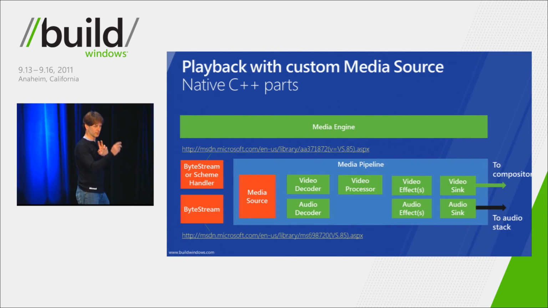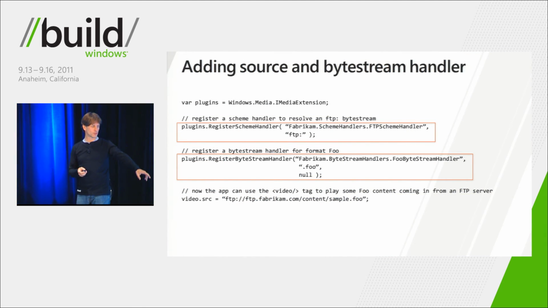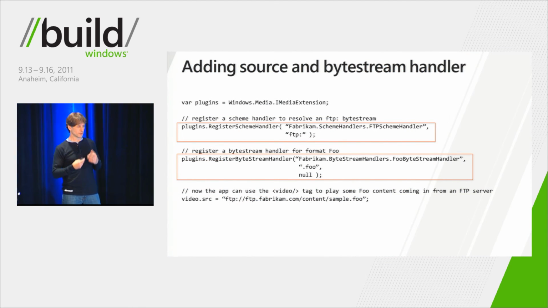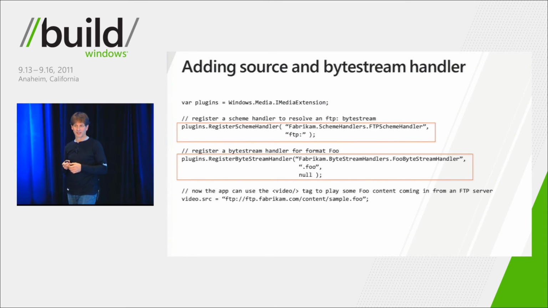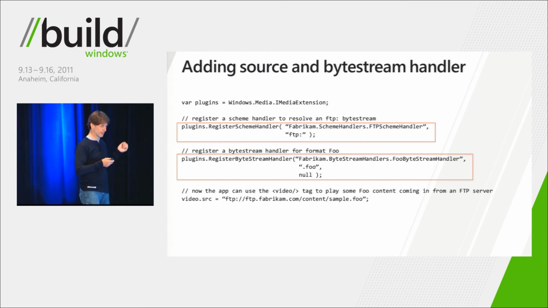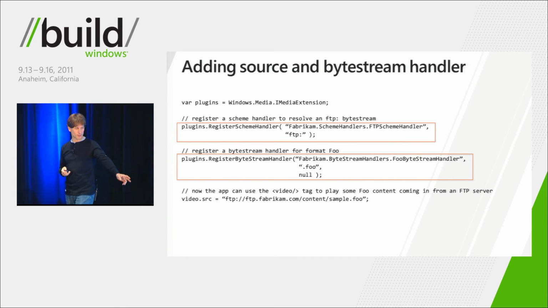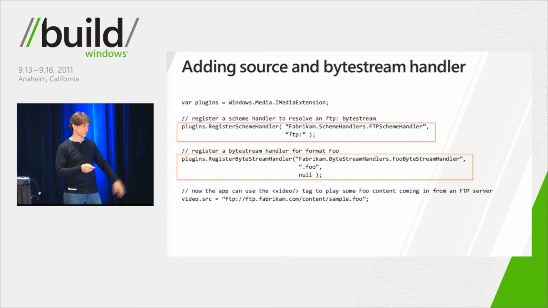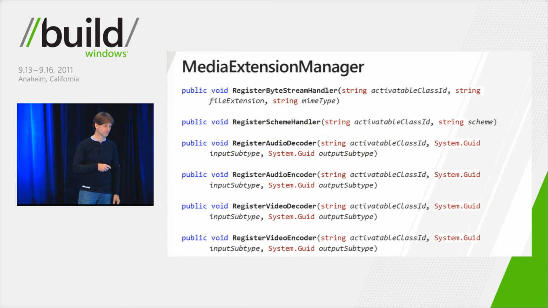And really, as I said, the media engine is like a super frame server for that. And here's code just reinforcing that you actually have a Windows Runtime API, a projection that allows you to register one of these byte stream handlers and/or scheme handler. And in this case, this code is just showing an FTP protocol that actually has a foo extension that can be used for handling your own file.